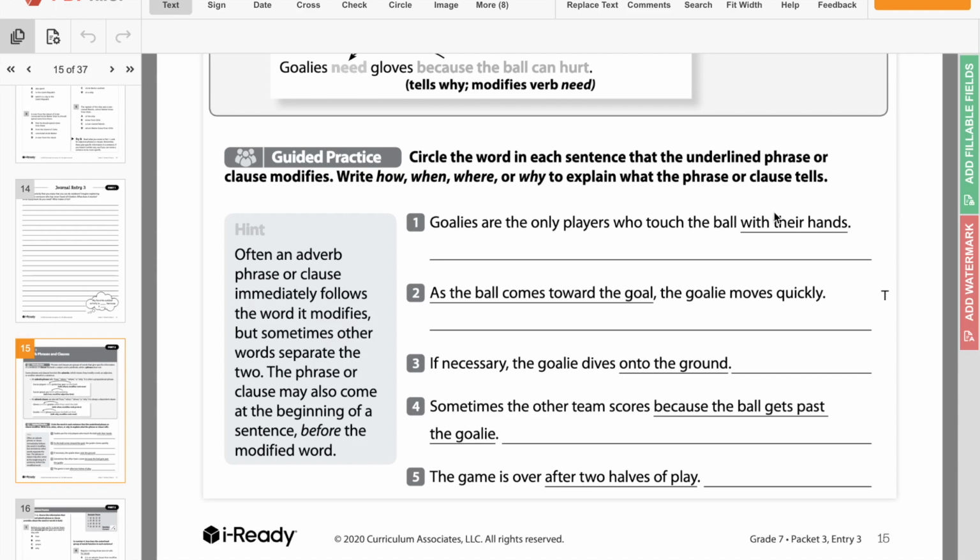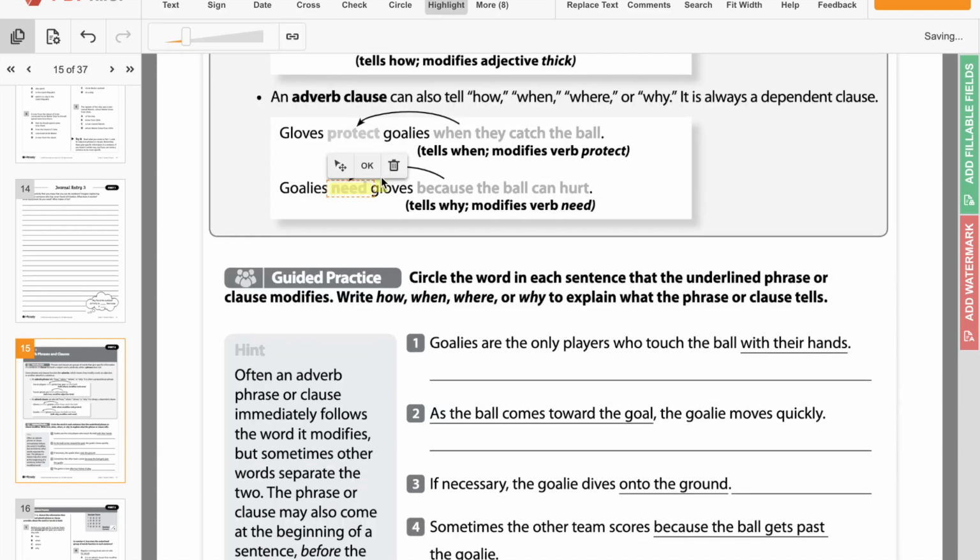I'm just going to highlight it, but we're going to highlight the word that the underlined phrase modifies. So let's say we were doing this sentence, we would highlight this word because the phrase is modifying that word need. Okay, so we're highlighting or circling or whatever you guys want to do the word that is being modified. Then we write to explain what the phrase or clause tells us. So like here, they said why. So we would just write why on this line if we were answering this one.